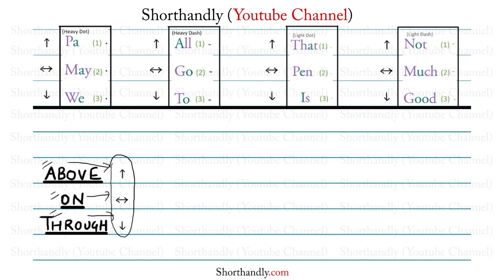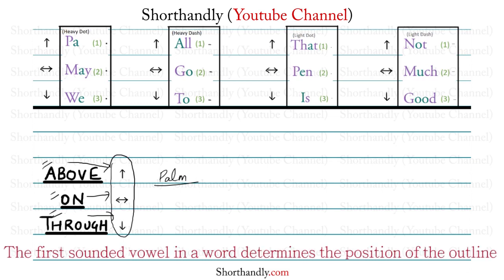Now suppose we have a word called palm. How are we going to know where we have to make the first outline for this word, whether above the line, on the line, or through the line? Here we have a rule that you have to remember. That rule is: the first sounded vowel in the word determines the position of the outline.